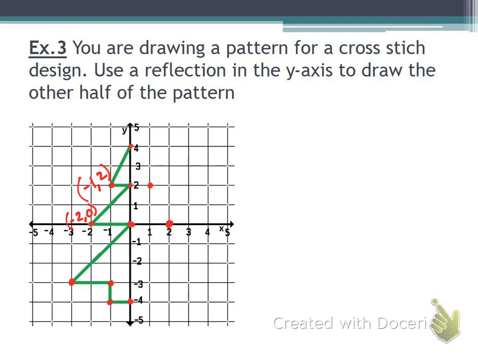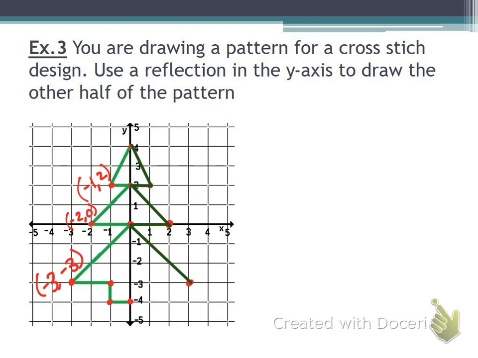If you want to be filling in the rest of your Christmas tree as you go, you could be connecting these points together. All right, so we keep on going down. I've got a point out here at -3, -3. Where is it going to go? 3, -3. Good.